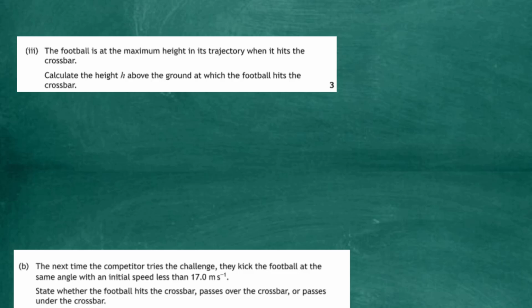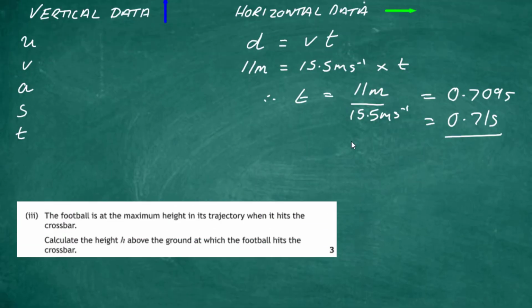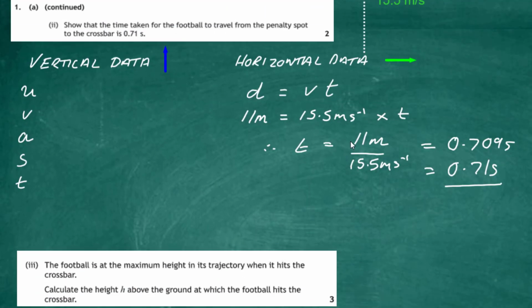Question 1, part 3. The football is at a maximum height in its trajectory when it hits the crossbar, and for 3 marks we're asked to calculate the height h above the ground at which the football hits the crossbar. Now once again we go back to our little data table. There it is there with the vertical data and the horizontal data which we used to find the time taken to get to the crossbar.